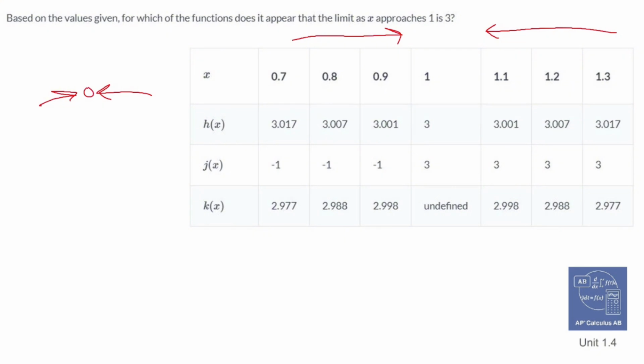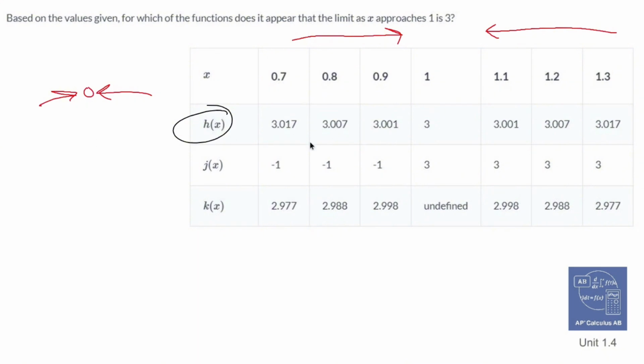Well, let's take a look at h of x. H of x goes from 3-ish to 3-ish to 3-ish to 3, and this guy literally does the same exact thing but opposite. So since h of x appears to be heading towards 3 from the left and heading towards 3 from the right, we can assume that they're both heading towards 3, and you're going to get something that looks like this. So h of x is good.